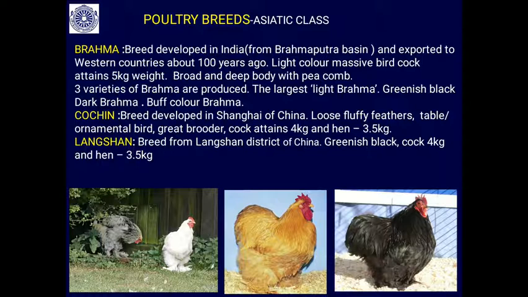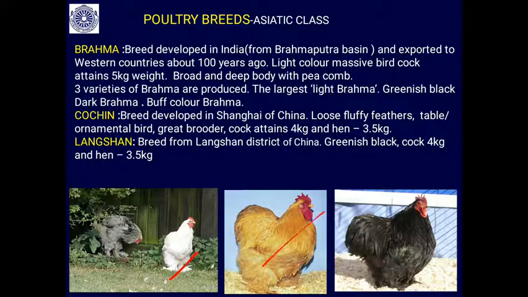This breed was developed in India from the Brahmaputra basin, that's why it is called Brahma, and exported to western countries about 100 years ago. This is a light colored, massive bird. It is the largest poultry bird among the chickens. The cock attains about 5 kg weight, with a broad and deep body with a pea comb. They are good broilers. There are 3 varieties of Brahma: light, dark, and buff.